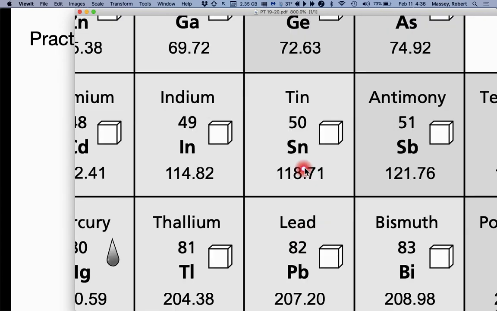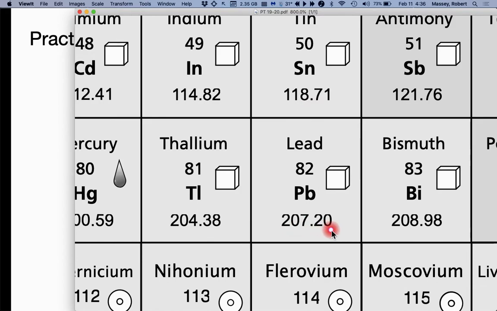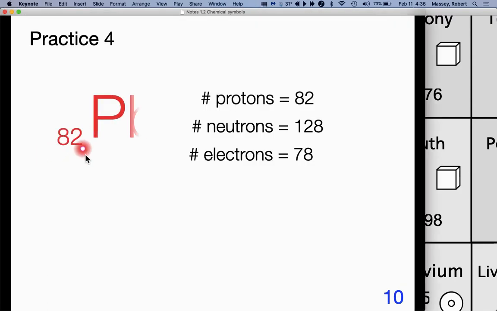Now, pay no attention to the numbers that have decimal places. That's something that we're not talking about at all now. We're talking about the whole number that's written right above the symbol. So 82, that is lead. So Pb will be the symbol that we'll use. Okay, so atomic number is 82.